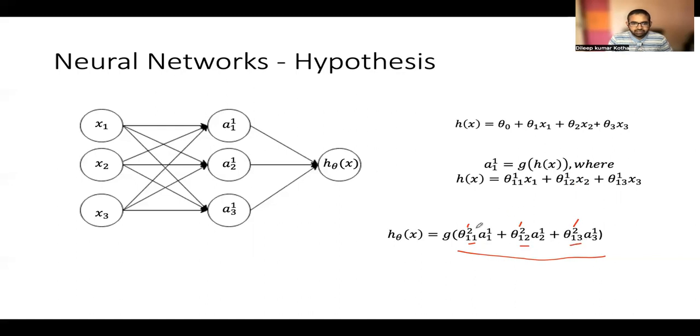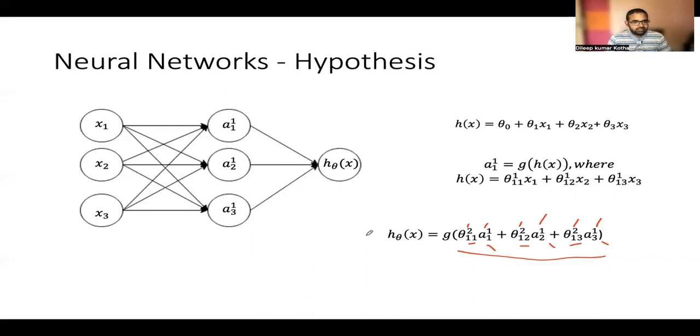And here also, for the features, you will see the variables have a superscript indicating it is from the first layer, and the subscript indicates which neuron it is, first, second, or third. This way we can derive a hypothesis for neural networks as well.